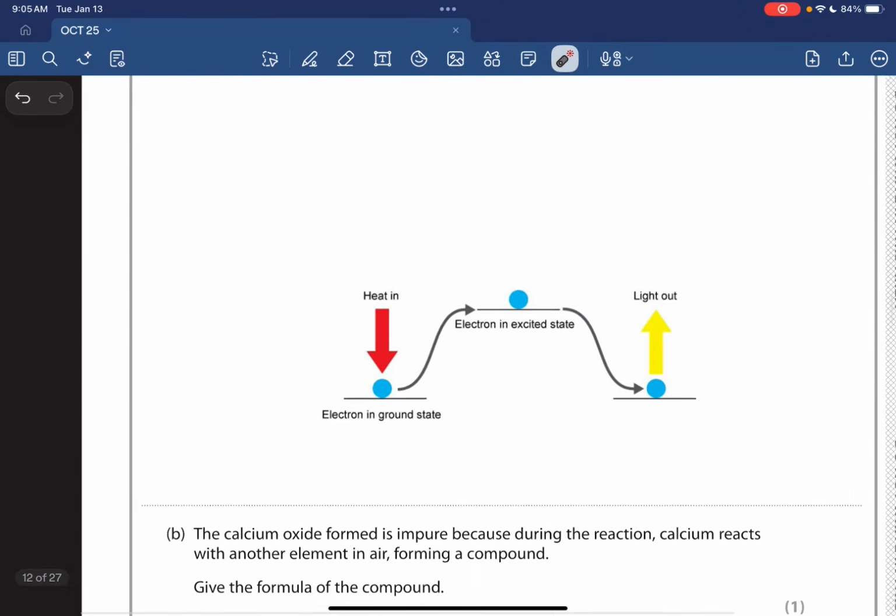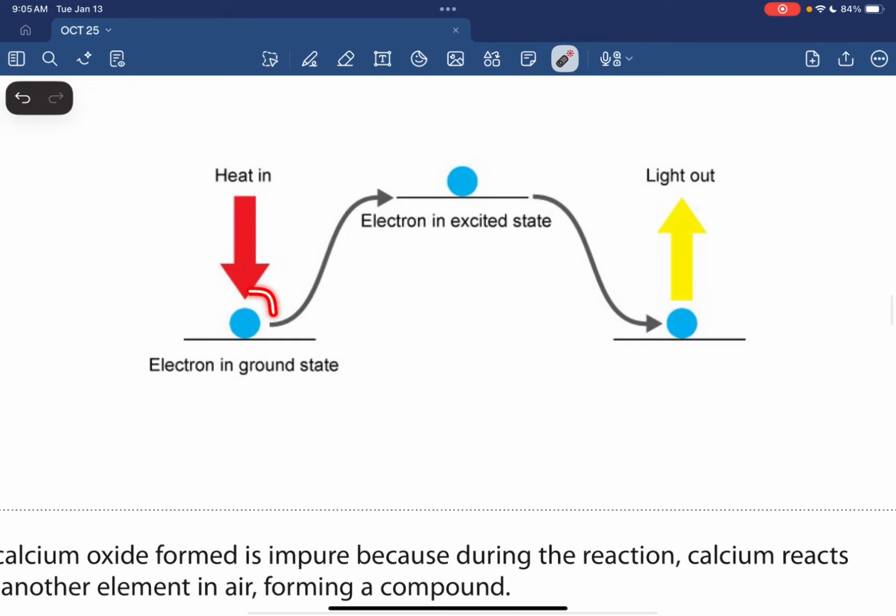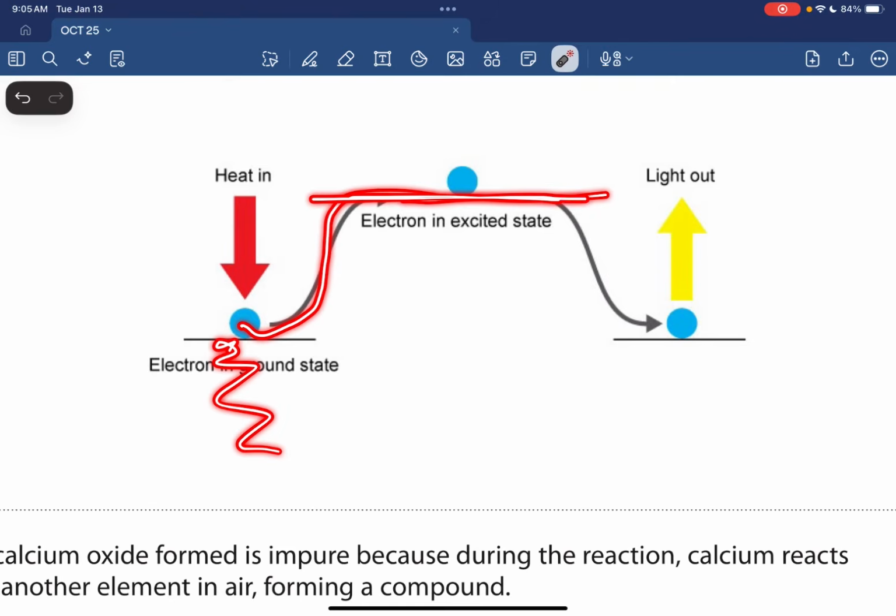Explain how a flame color is produced. So the thing is that suppose this is your electron, right? When you provide energy or when you heat it, it gains the energy, right? And as a result, as it has more energy, it moves to a higher energy level, or moves to an excited state.